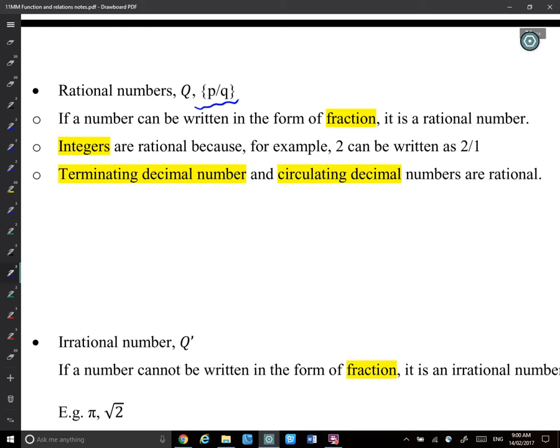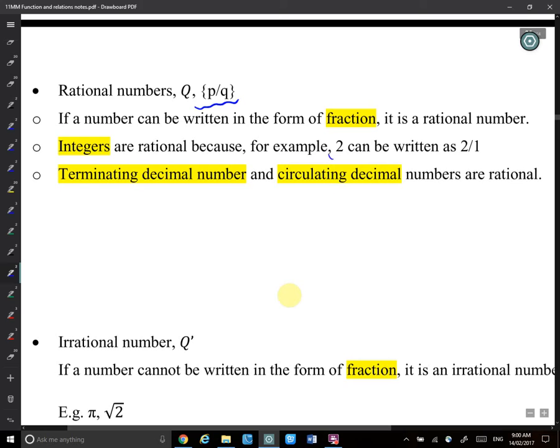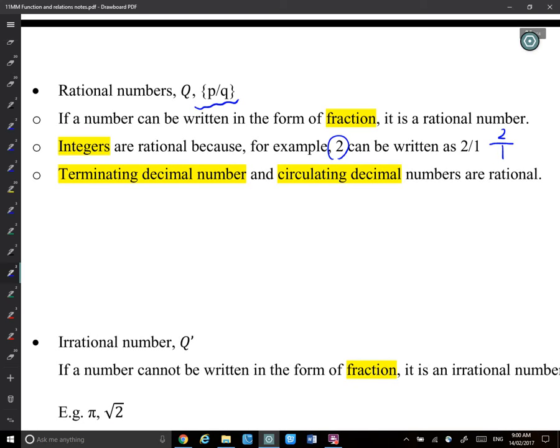So three main types. The first type will be integers. Why do integers work? For example, 2. 2 can be written in the fraction form of 2 over 1. That is in the fraction form, which makes sense. 2 over 1. The next one is terminating decimal numbers.